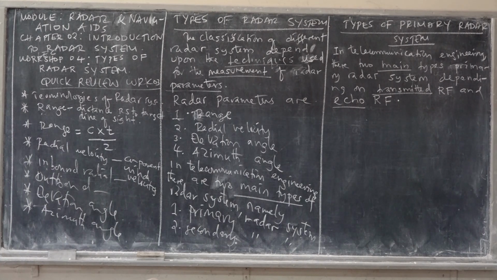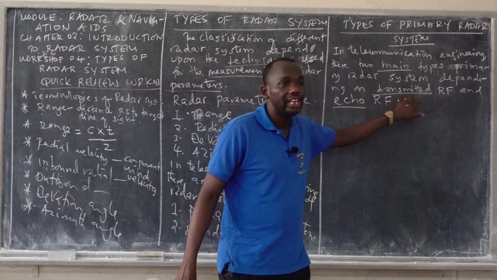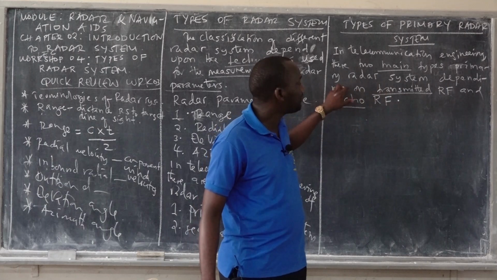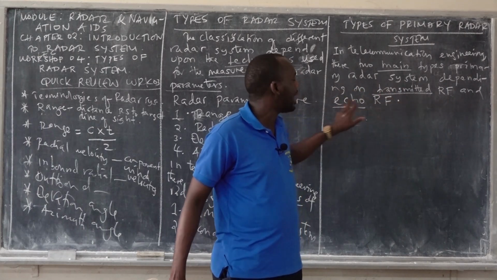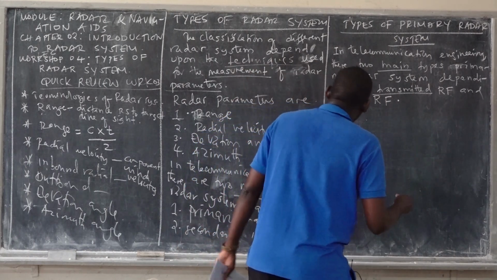Are we together? So it means that these are the four factors, but here we have a fifth factor: the type of transmitted RF and the echo. So for this case, we have two types.